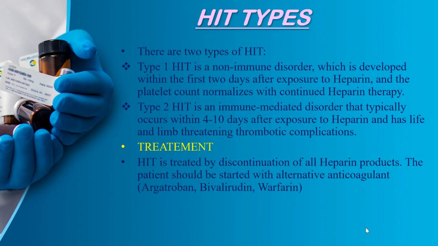Now, the types of HIT. There are two types of HIT. First, type 1 HIT is a non-immune disorder which develops within the first 2 days after exposure to heparin, and the platelet count normalizes with continued heparin therapy. Type 2 is an immune-mediated disorder that typically occurs within 4 to 10 days after exposure to heparin and has life- and limb-threatening thrombotic complications.